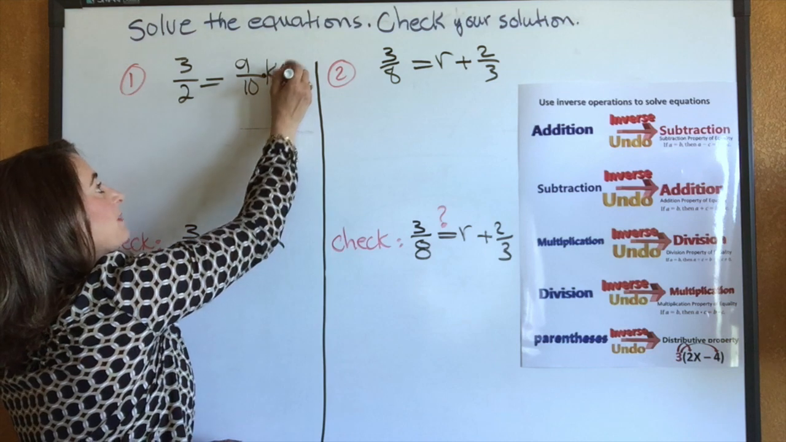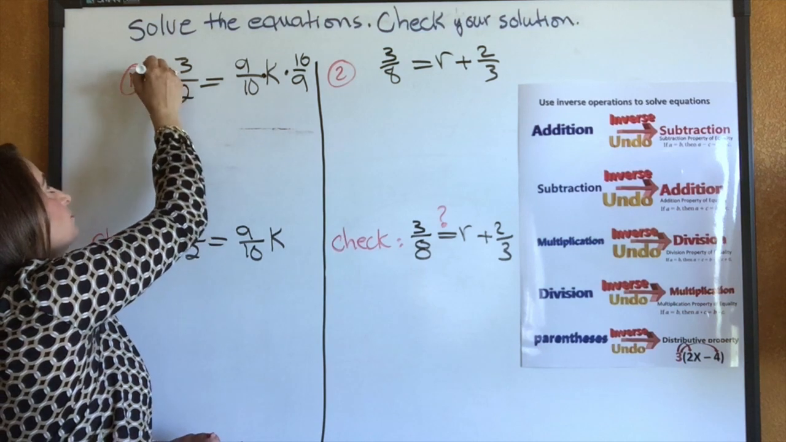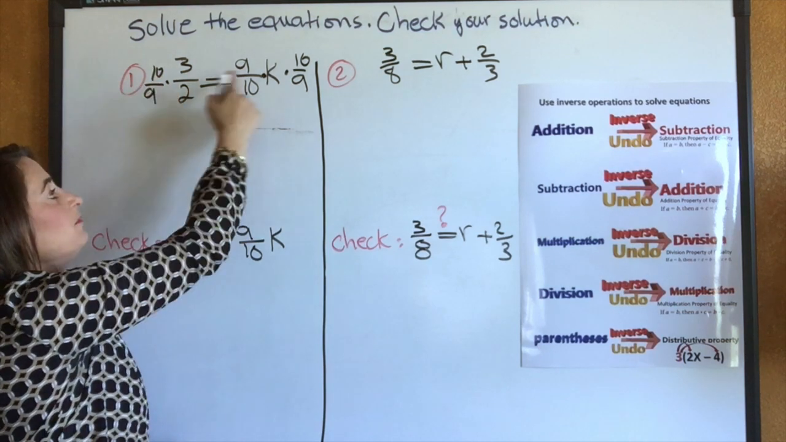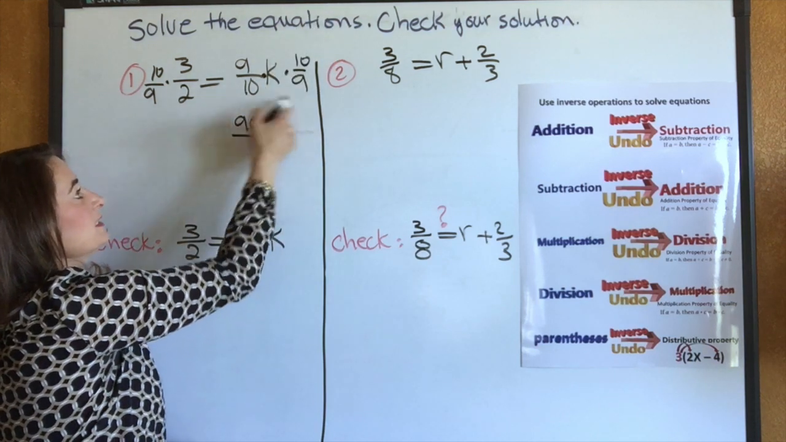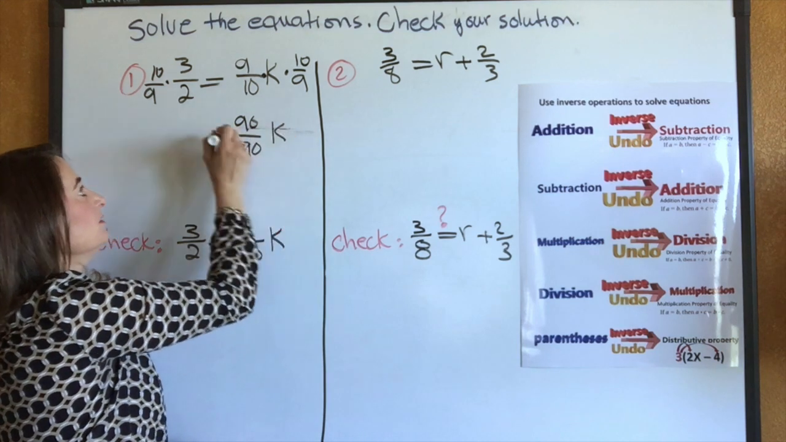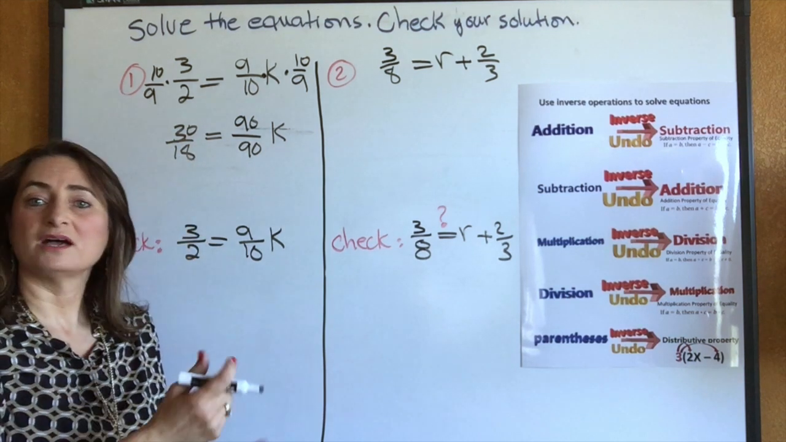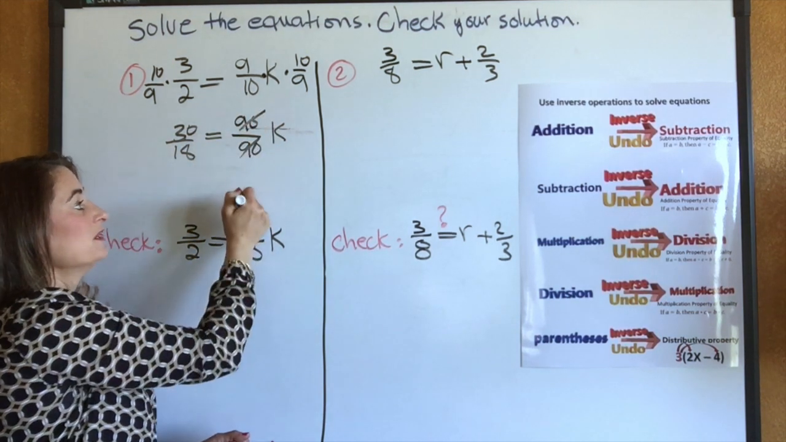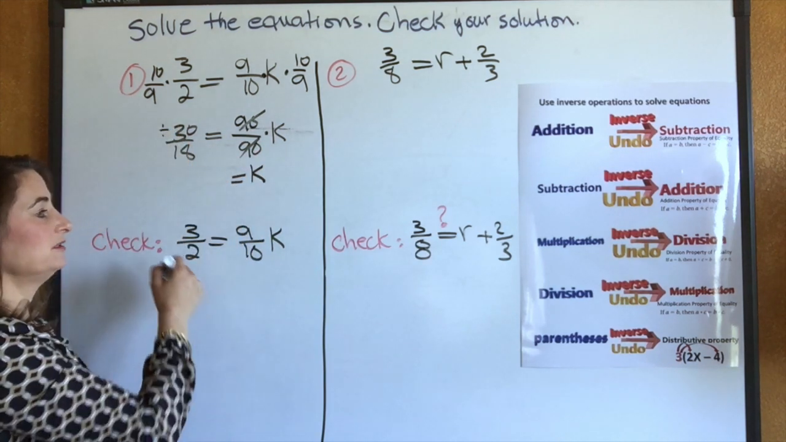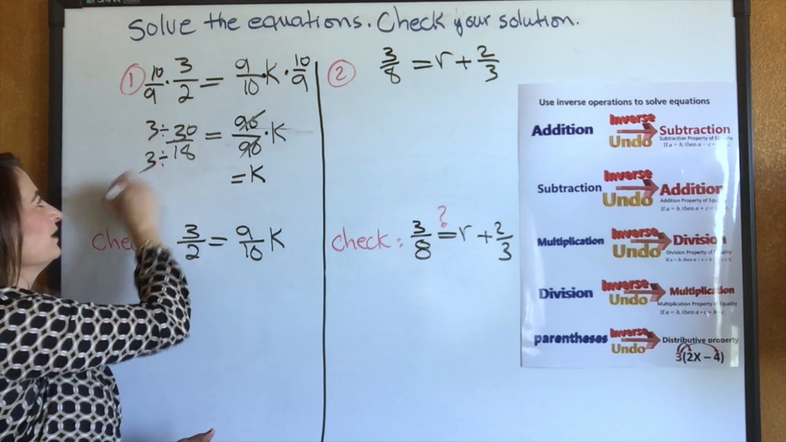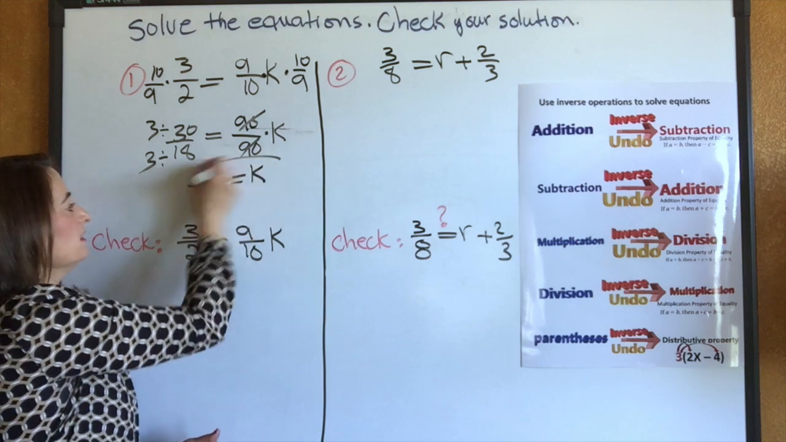9/10, if I multiply it by 10 over 9, and that's the reciprocal, flip the fraction. You have to do the same thing to the other side, 10 over 9. Now multiply across. 9 times 10 is 90, and 10 times 9 is 90. Bring the k down, bring the equal down, and multiply across. 30 divided by 18. Now simplify. 90 divided by 90 is 1. 1 times k is k equals, simplify that, 30 divided by 3 and 18 divided by 3. That gives you 10 over 6. And that's your solution.